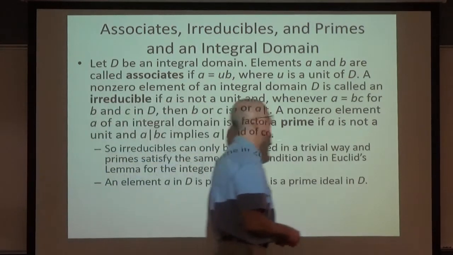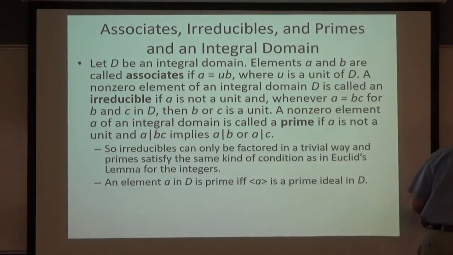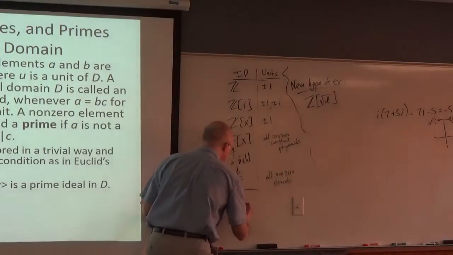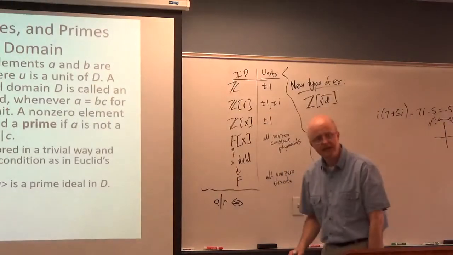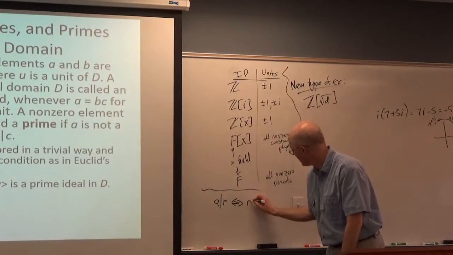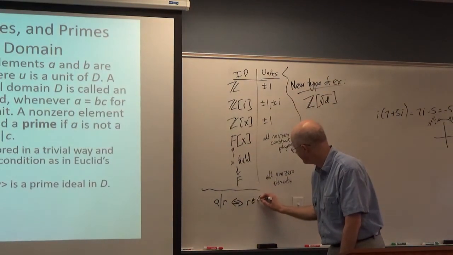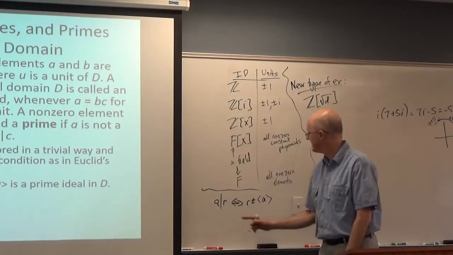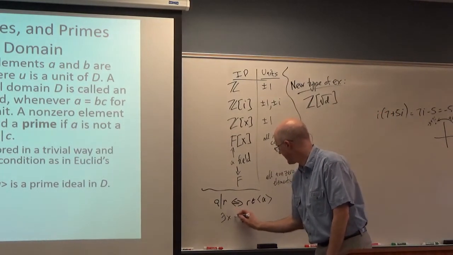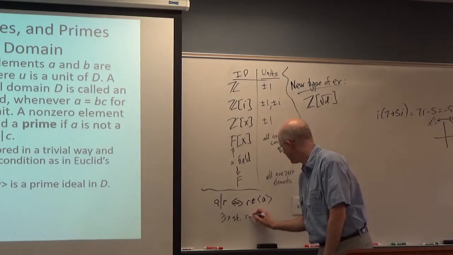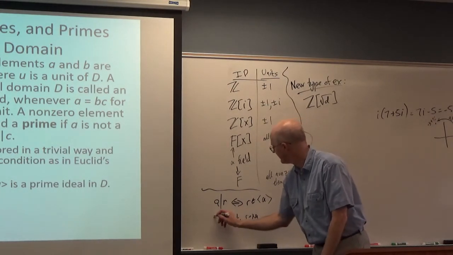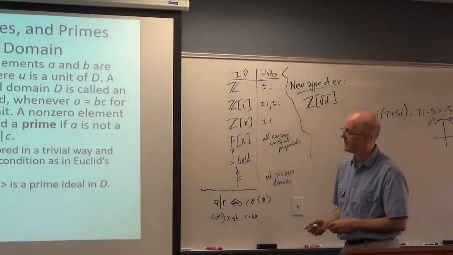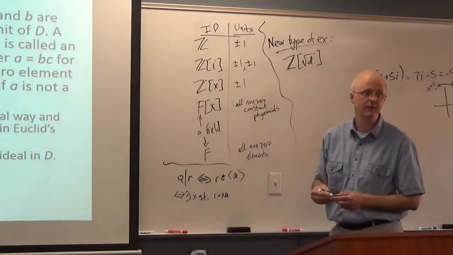Here's another key thing to think about. a dividing some element r is equivalent to r being in the principal ideal generated by a. This means there exists an x such that r equals x times a. But that means r is something times a. It's going to be in the principal ideal generated by a. So this is pretty easy to prove if you use the definition of a prime ideal.